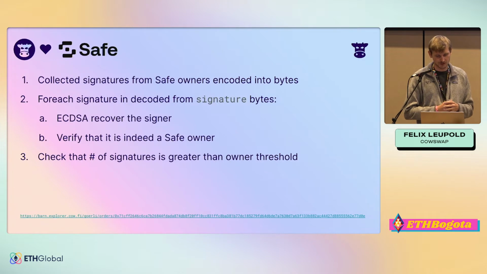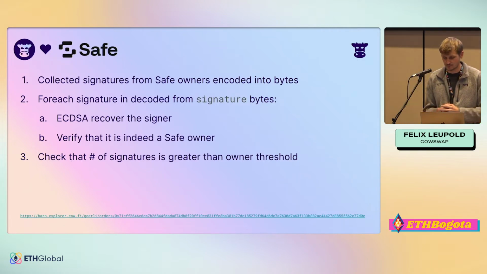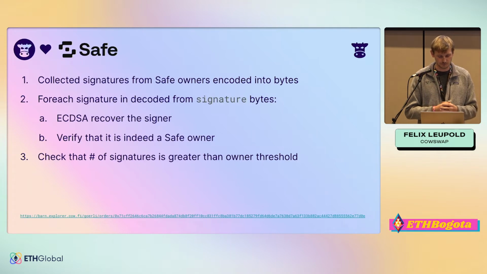So this is, again, just a recap of how it works for the Safe. You collect all the signatures, you encode them into bytes, you concatenate them together. Inside isValidSignature, it just deconcatenates them and then checks for each signature, are you an owner? If so, increment the count of owners that have signed. And if at the end the number of signatures that have been signed by owners is greater than the threshold, isValidSignature returns true.